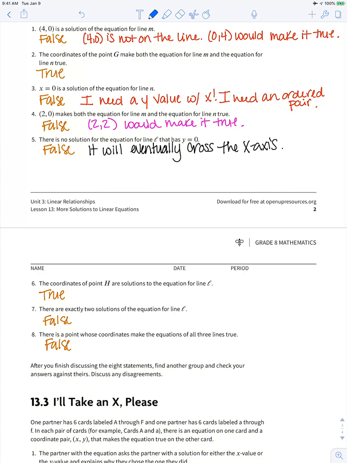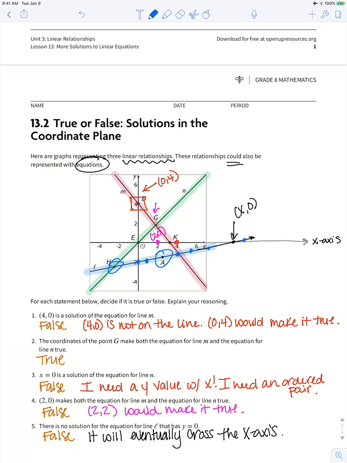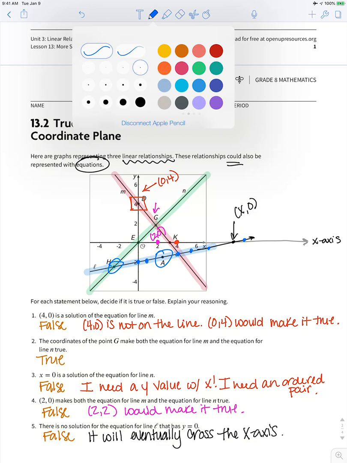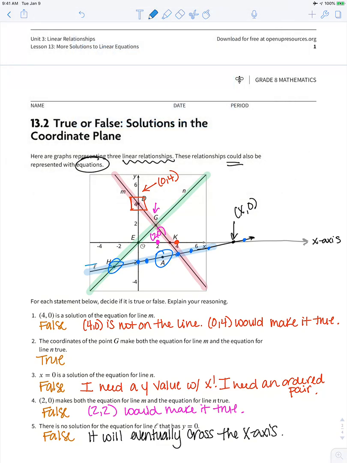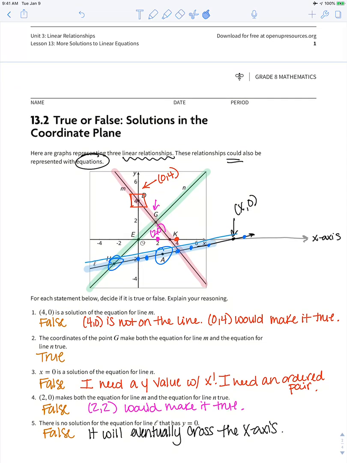Last but not least, there is a point whose coordinates make the equations of all 3 lines true. That is false. If you look at where these lines intersect, the green and the pink intersect each other, the blue and the green intersect each other, and the blue and the pink intersect each other. There is no spot where all of them intersect. Now, I could say, if I thought about this line, I don't know if I can move it. Let's see if I can move it. No, I can't move it. If I translated that line up so that it were to intersect here, then I would say true for that. But that's not the case.